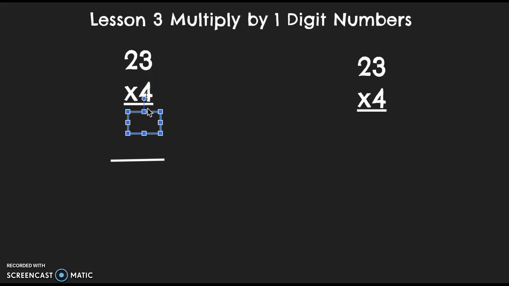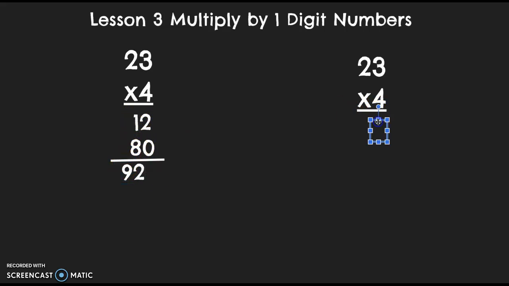23 times 4. There's 2 different ways to do it. The first way they want you to do it: 4 times 3 is 12. Okay? Then you take 4 times 2, except it's not a 2, it's a 20. So 4 times 20, that is 80. Okay? Then we add those 2 together, and we would get 92. 2 plus 0 is 2. 8 plus 1 is 9.